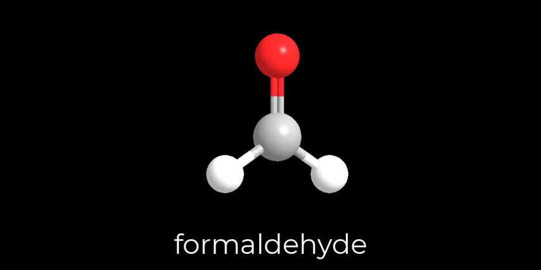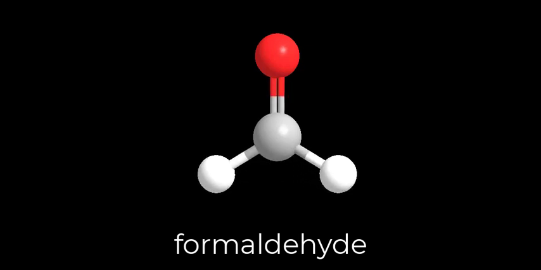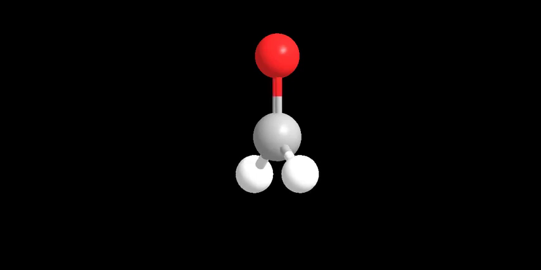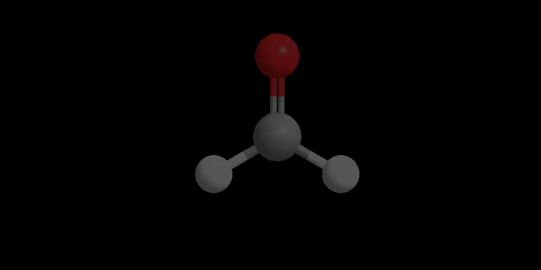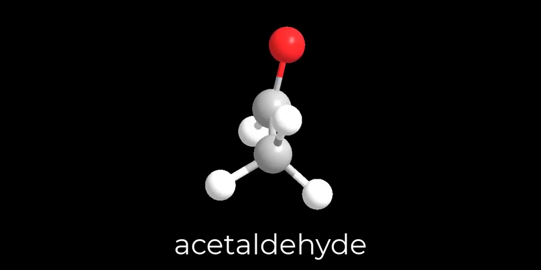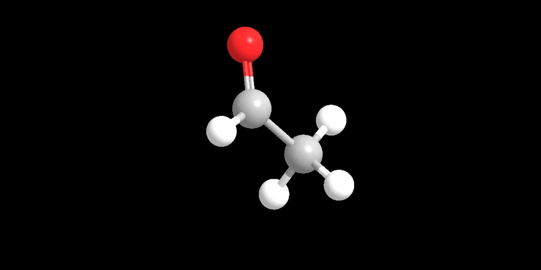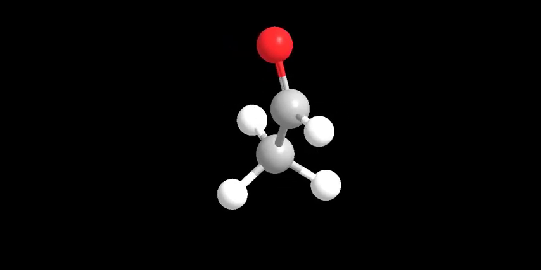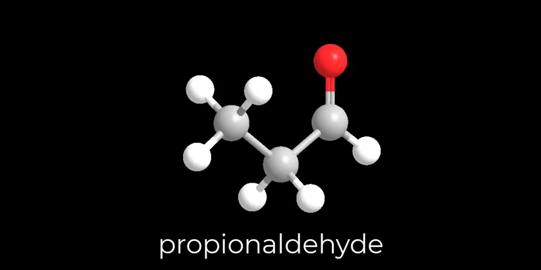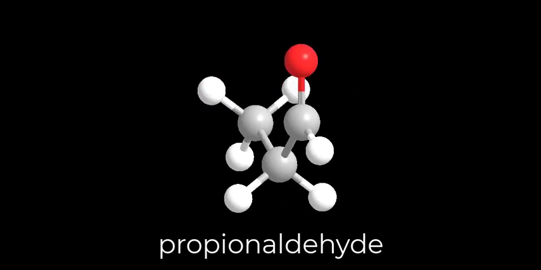Here's our first molecule, the simplest of the aldehydes, formaldehyde. It is the only aldehyde in which carbon has hydrogens on both sides. All other aldehydes contain at least one bond between the carbonyl carbon and some other carbon atom. This compound is acetaldehyde. That is the common name, just like formaldehyde was the common name of the previous compound. Here we've added yet one more carbon to the chain, and this compound is called propionaldehyde. That is the common name.